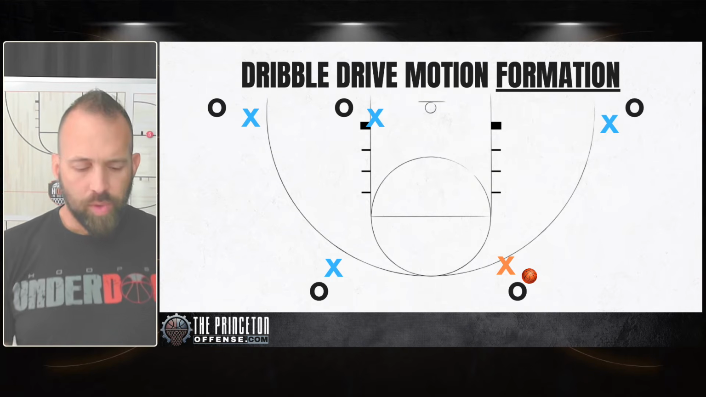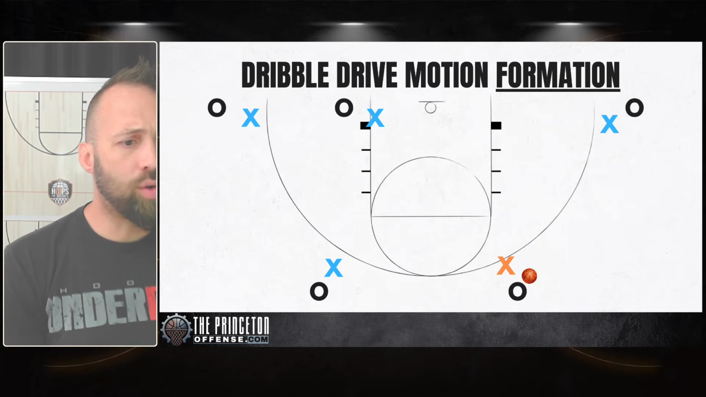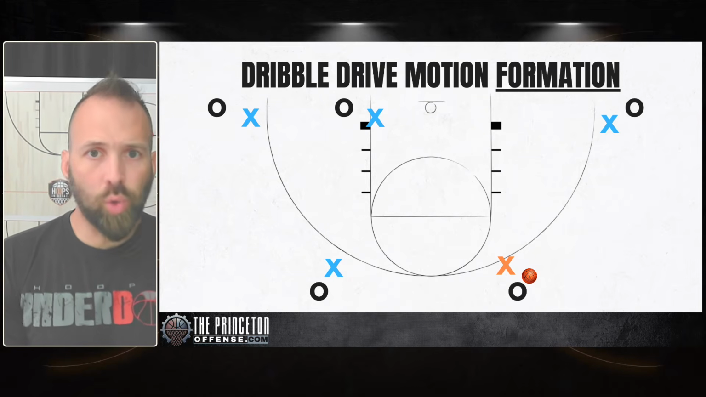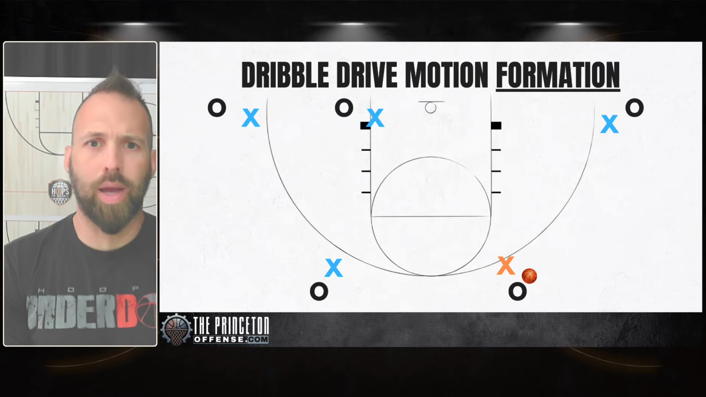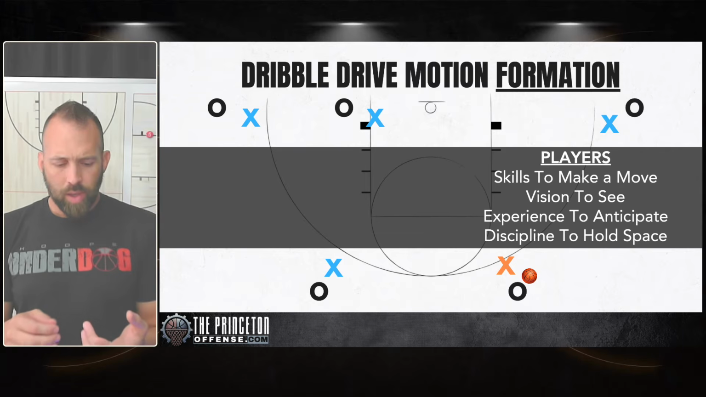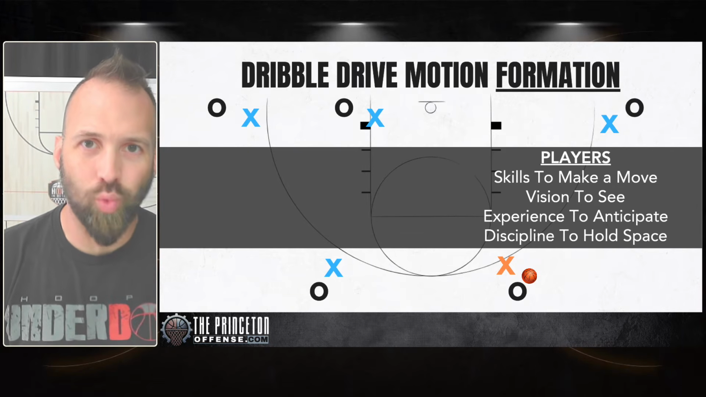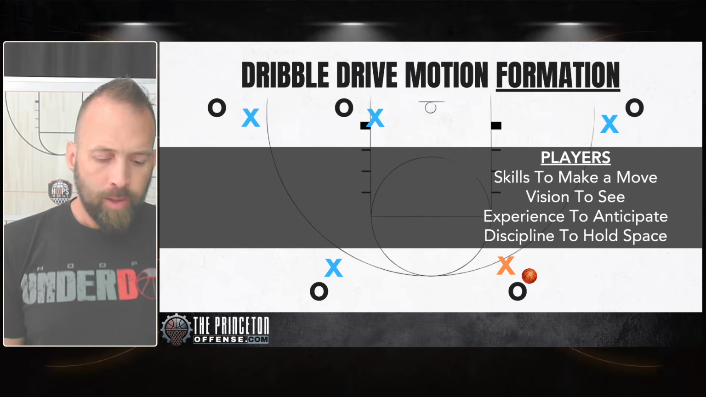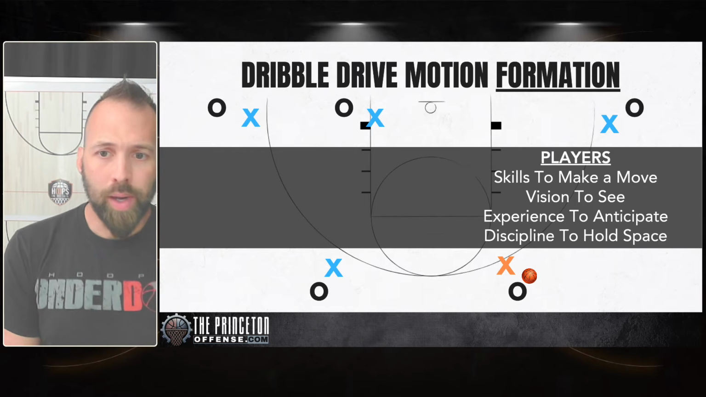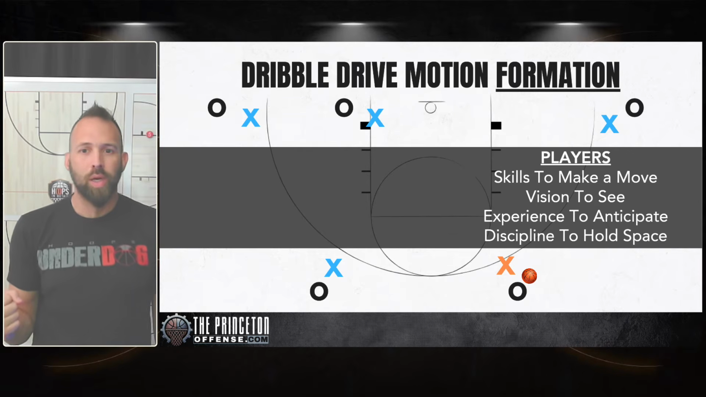Now, at the very outset, we are in dribble drive. Before we even start working on the offense, and again, I love dribble drive at this level for these reasons, it's going to allow us to develop our players relative to this level. What do the players need? They need skills to make a move. All right, so I basically put this point guard, whoever's got the ball here, in a one-on-one position to go score.